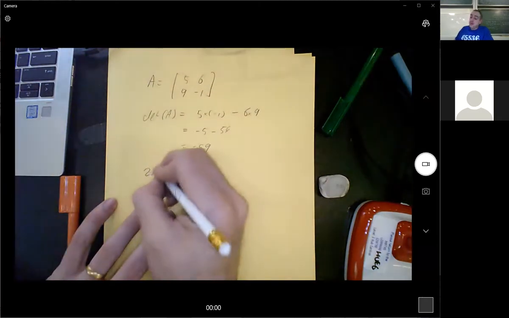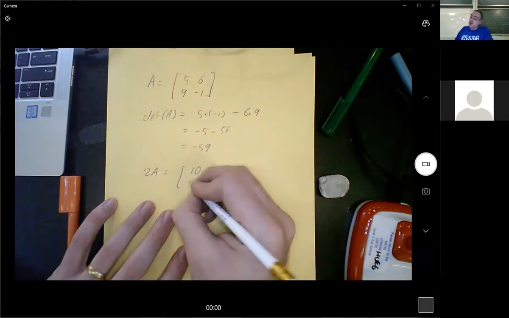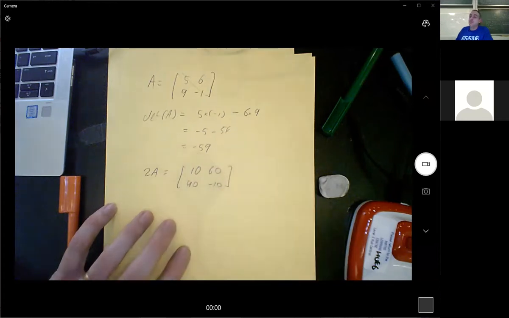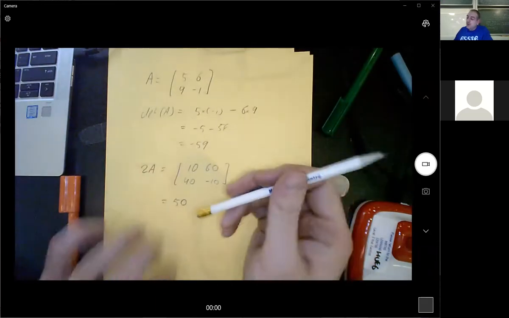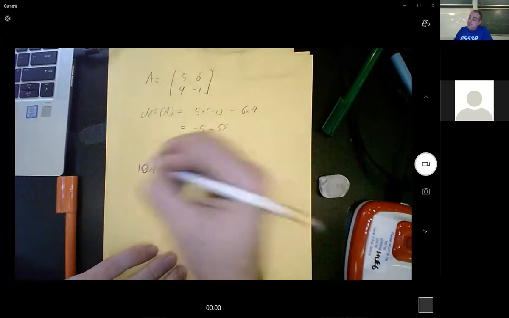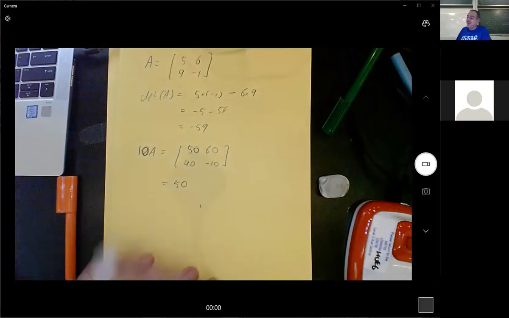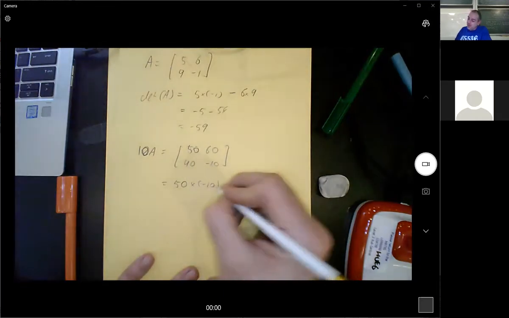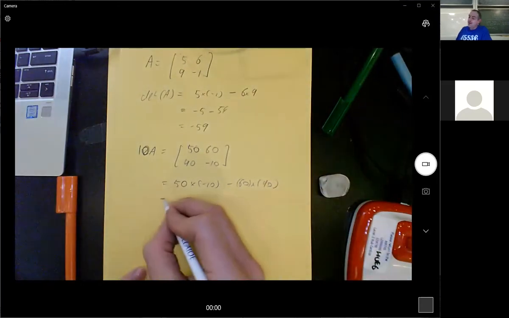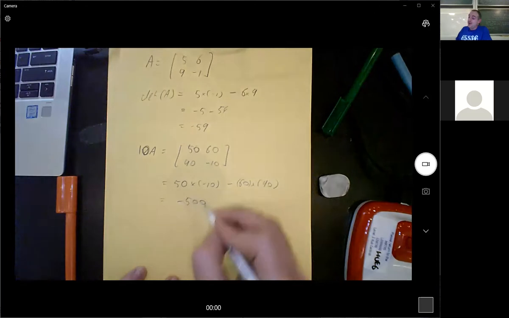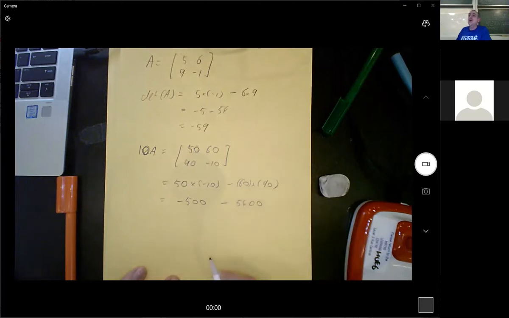What happens if I do 2A? That'll be 10 and 60 and 90 and minus 10. Sorry, why did I get a 10? Oh, damn it. I'm going to do 10A. So that's what I actually did. 10A. And so this will be 50 times minus 10 minus 60 times 90. And these are the same answers I had before, but it's now 500 and not 5. And it's not 54, it's 5400.